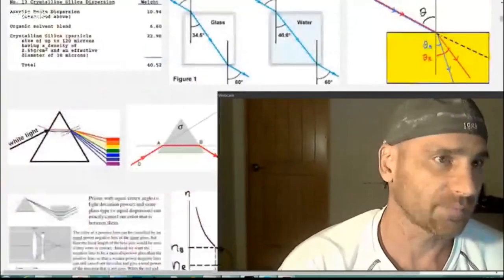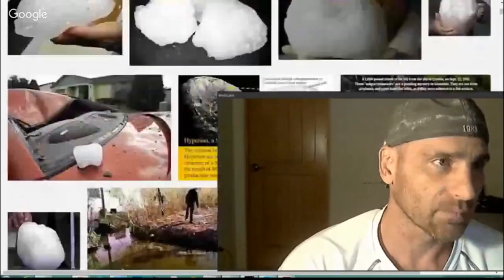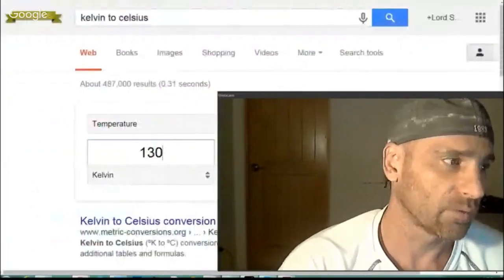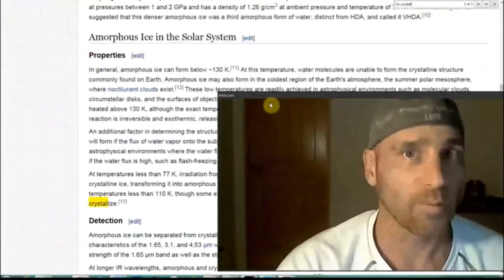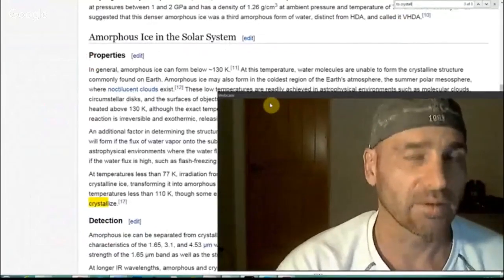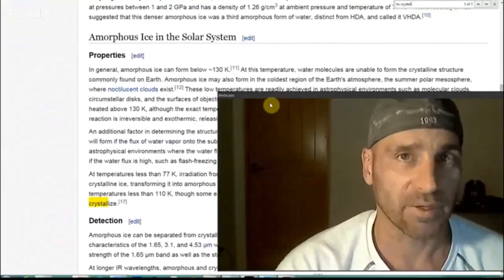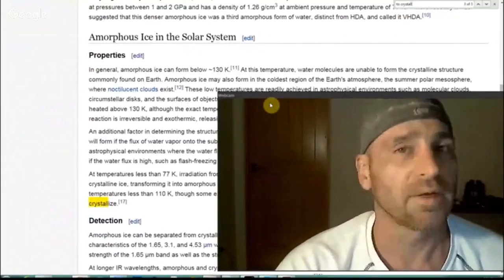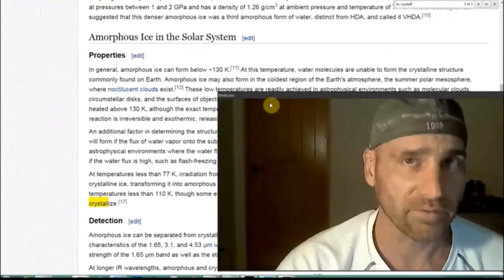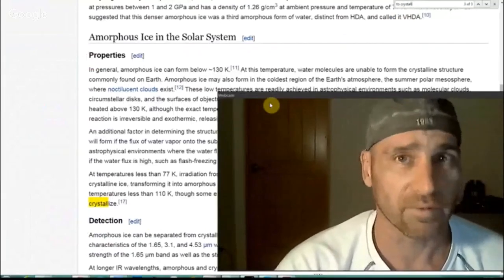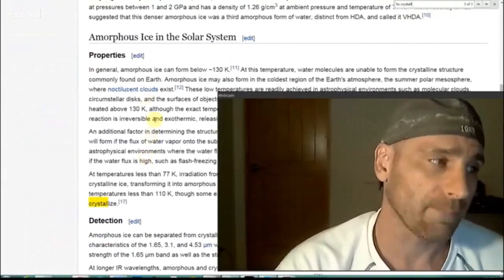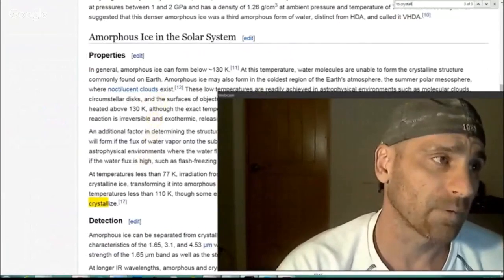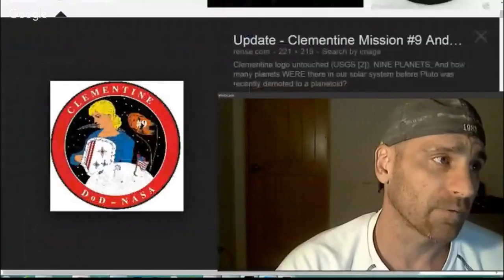Because, let's go over here. Temperature. There are two different states of ice, amorphous and crystalline. Amorphous means it's clear, transparent, like glass, and crystalline means it has crystal structures, and it is usually opaque or very near opaque, translucent. Okay? Keep that in mind.